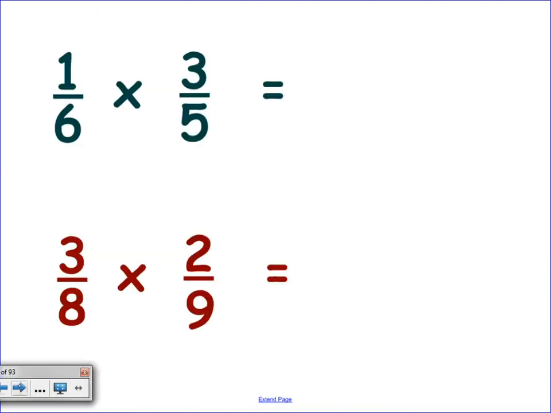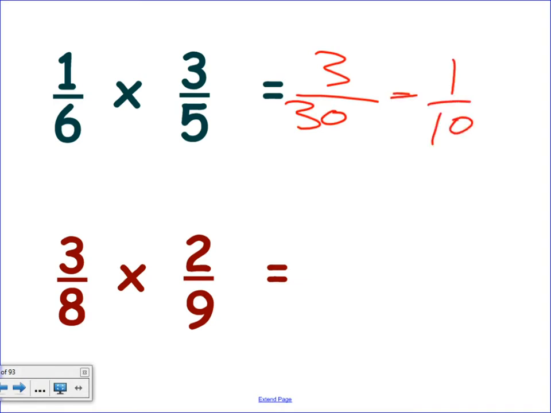Have a go at those two, see what you come out with. So 1/6 times 3/5 and 3/8 times 2/9. 1/6 times 3/5: numerator, 3. Denominator, 30. Leave it like that, or simplify to 1/10. Good. Numerator for the second one, 6. Denominator, 72. Leave it like that. Excellent. Everyone happy? Don't forget that simplifying.